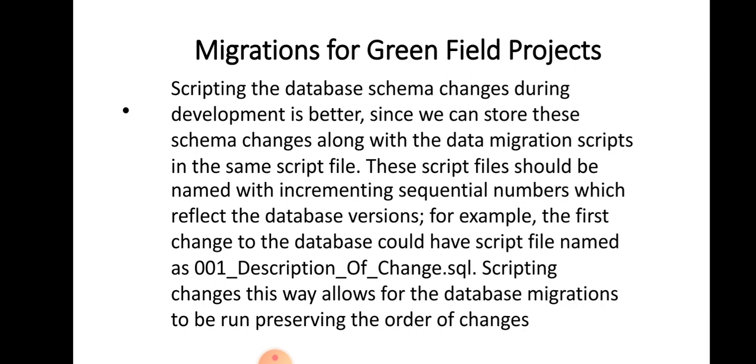For example, the first change to the database could have the script file name as 001_description_of_changes.sql. That means 001 description of changes dot sql. Scripting changes this way allows a database migration to be run preserving the order of the changes.